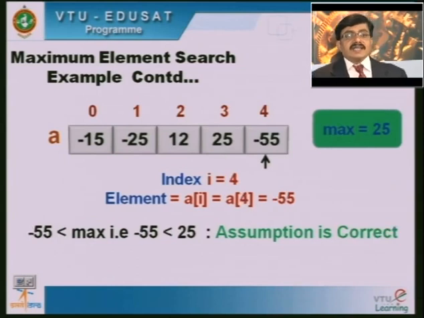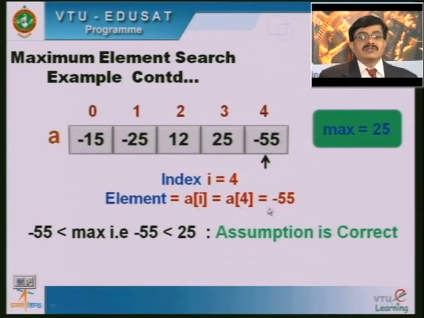In the next case, when I becomes 4, the element under scan will be A of I is equal to A of 4 is equal to minus 55. Again I do the comparison here. Minus 55, is it greater than the max? Minus 55 is less than the max. Our assumption is correct that 25 is the maximum element.